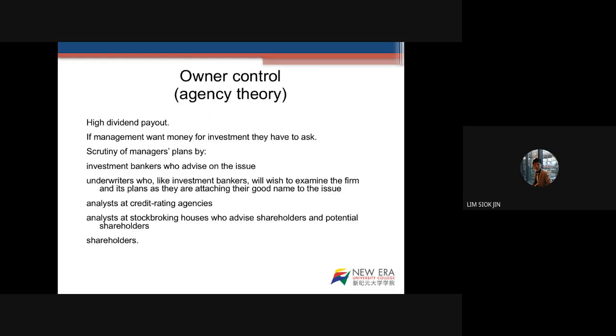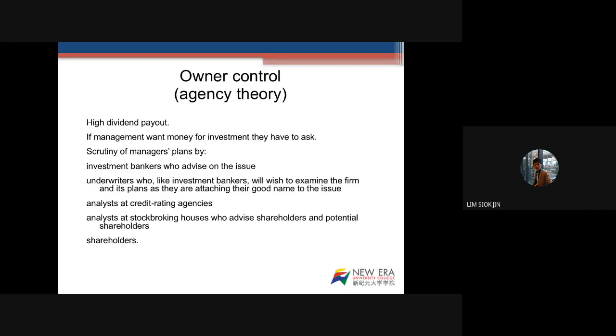So, basically the owner of a company, every company, they don't manage the company. They only provide money. Who manages? The CEO, the manager of the company. When managers manage a company, they might do something that will benefit them, but will not benefit the company. So they will be selfish.